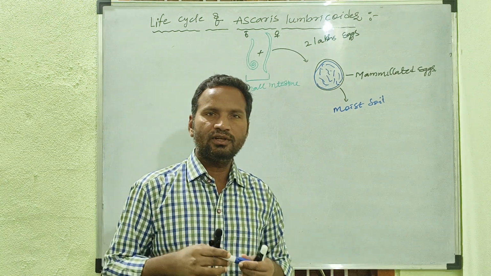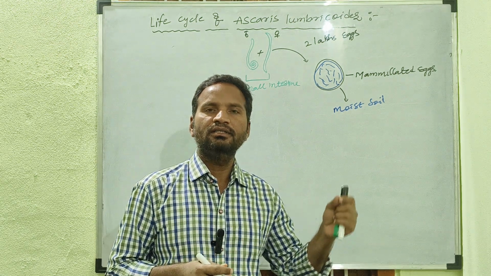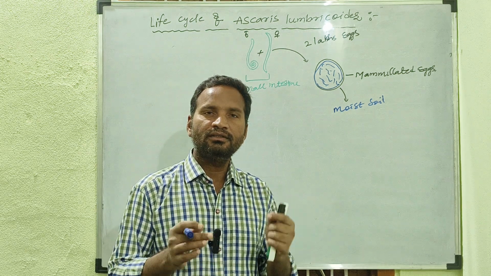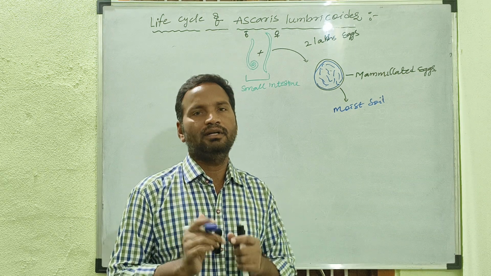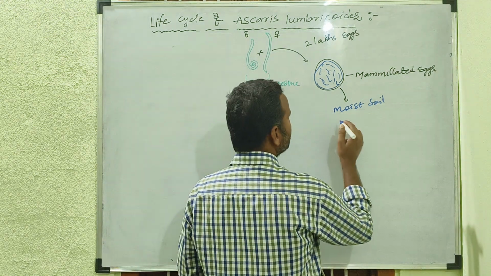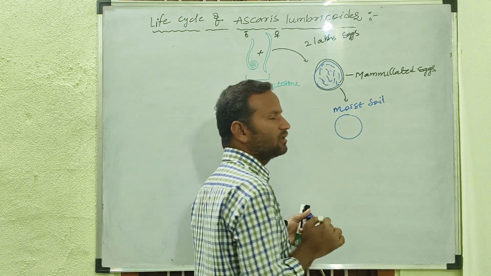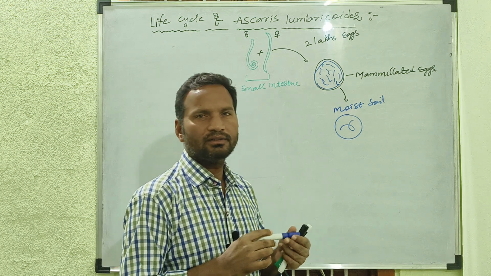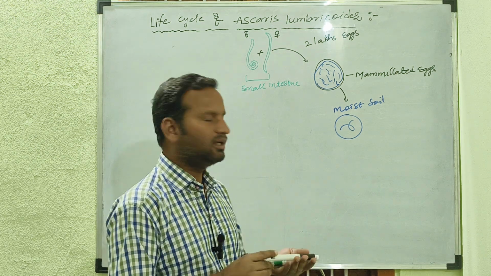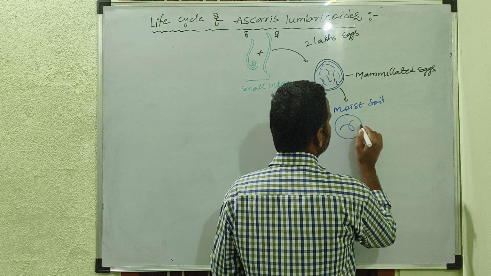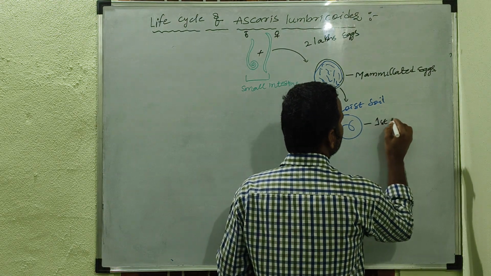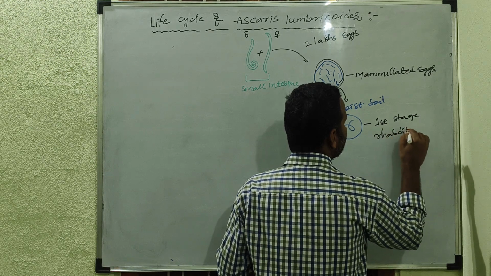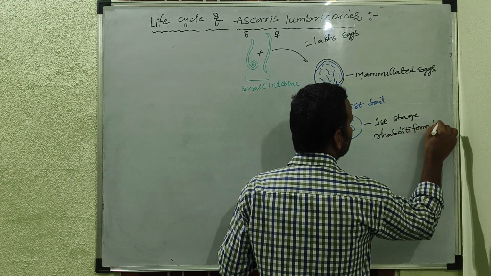Then, in the moist soil, development takes place. As a result, within the egg, the first stage rhabditiform larva is developed. For example, this is actually the mammillated egg, in which this is the first stage rhabditiform larva.